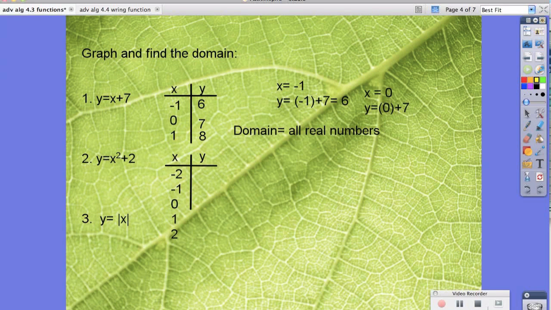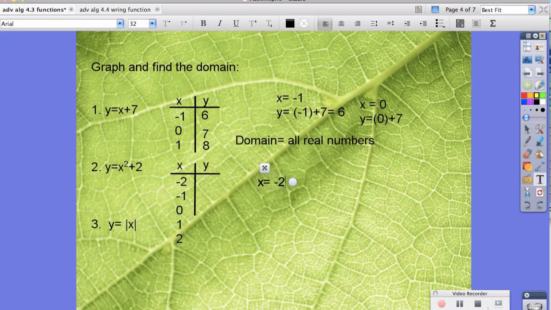Now, anytime you see an x squared graph, that's typically going to look like a U. So we're going to substitute the values in like we did for the last problem. So x equals -2, y equals (-2) squared plus 2. That's equal to 6. And when x is equal to -1, y equals (-1) squared plus 2, which is equal to 3. When we do the same thing for 0, we'll get 2.